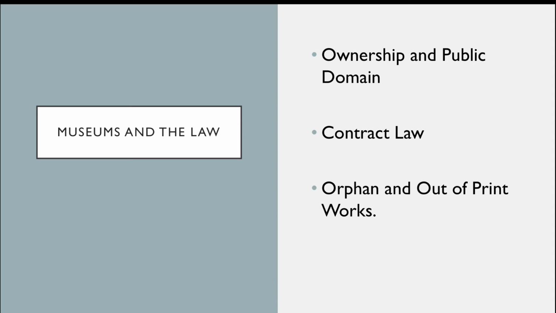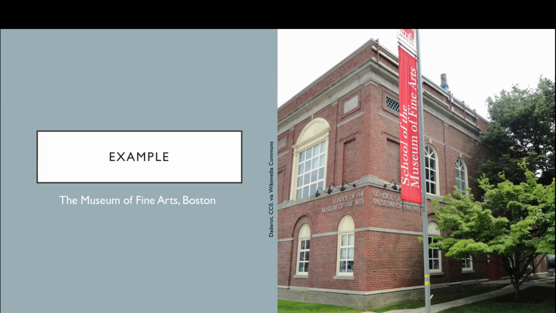So orphan works are copyrighted works in which the owners are unable to be located, and out-of-print works are works that are no longer being printed or distributed but still fall under copyright law. There is some legislation for if and how museum archives can digitize these materials, and this legislation includes limiting public access to the work. Now I want to get into an example of public domain and contract law.